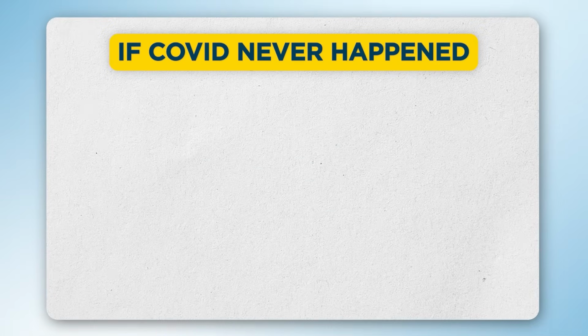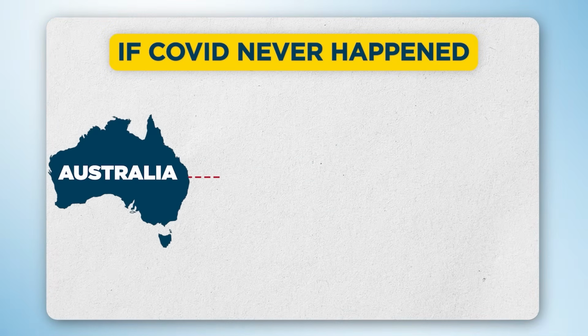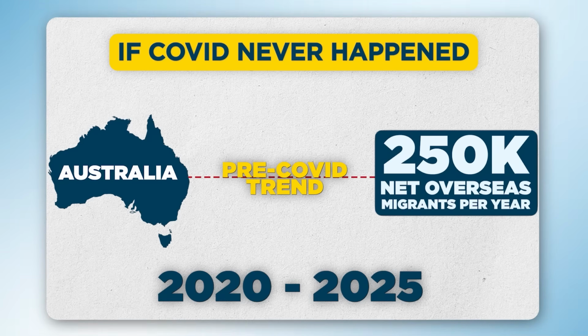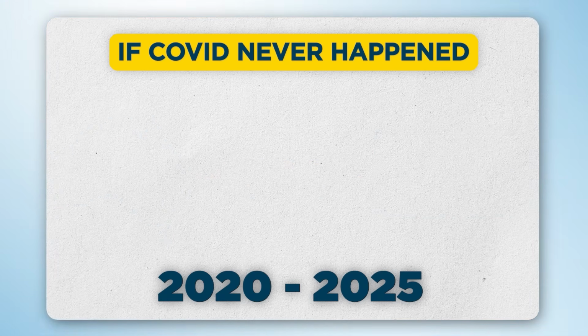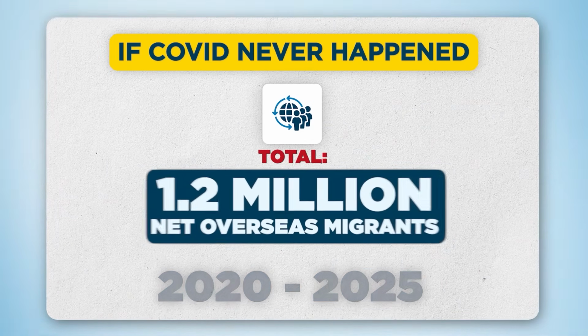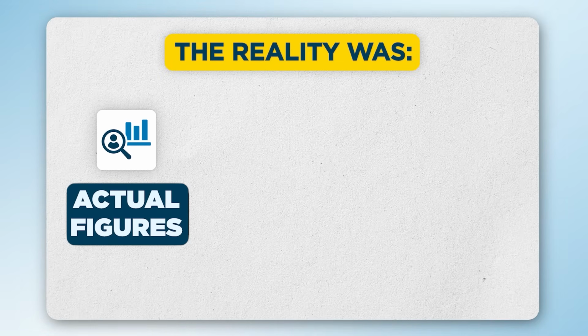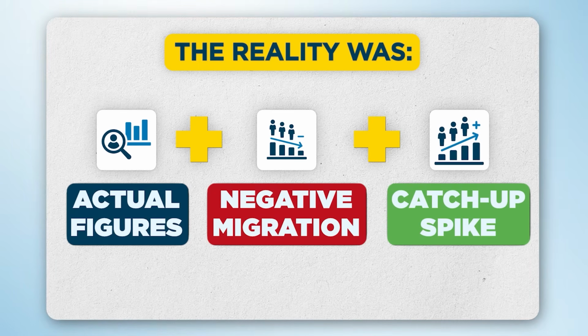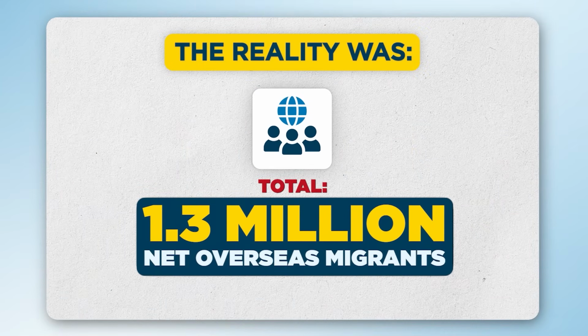If COVID never happened and Australia had continued at the pre-COVID trend of around 250,000 net overseas migrants a year between 2020 and 2025, we would have welcomed about 1.2 million net overseas migrants. Remember that number? 1.2 million. Now, if you add up the actual figures, including the negative migration during COVID and the catch-up spike afterwards, the total comes out closer to 1.3 million.